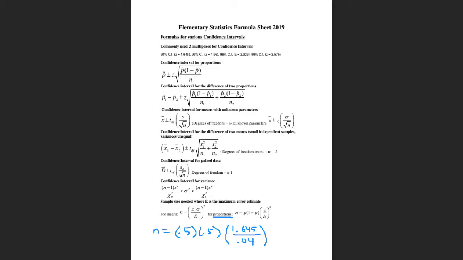So within a 4% margin of error, there is your formula for it. Pretty much you punch that in your calculator. You put 1.645 divided by 0.04, which is like 41.25, and then you're going to square that.